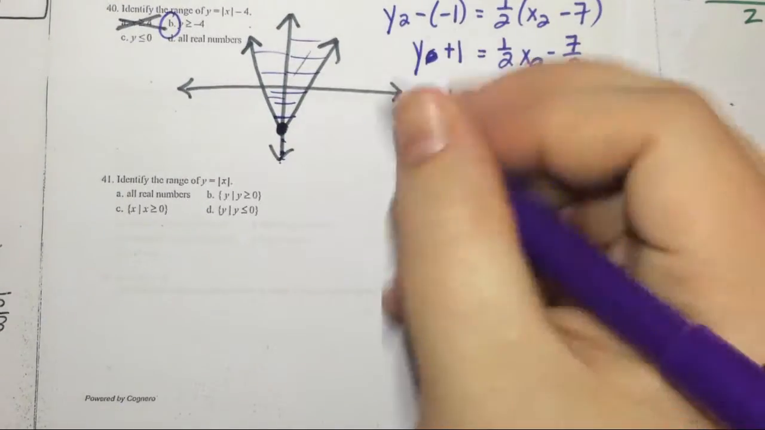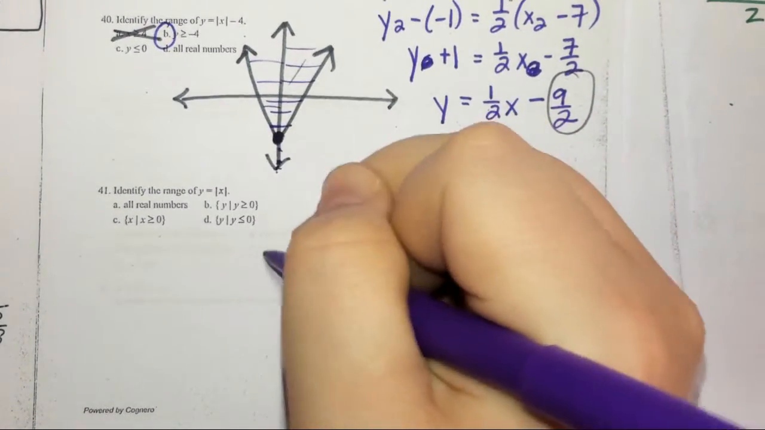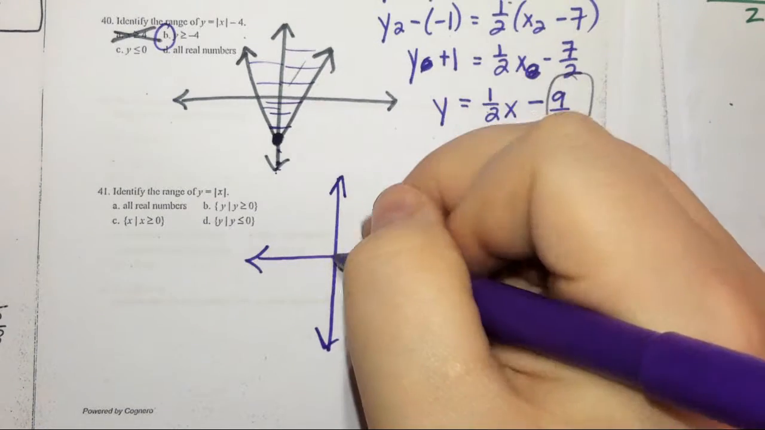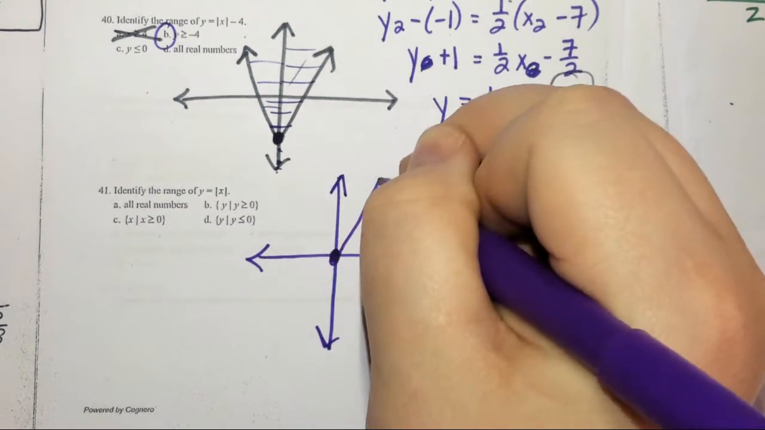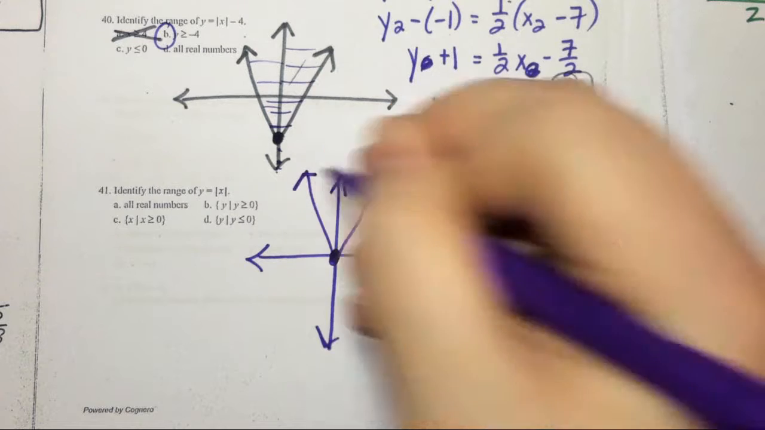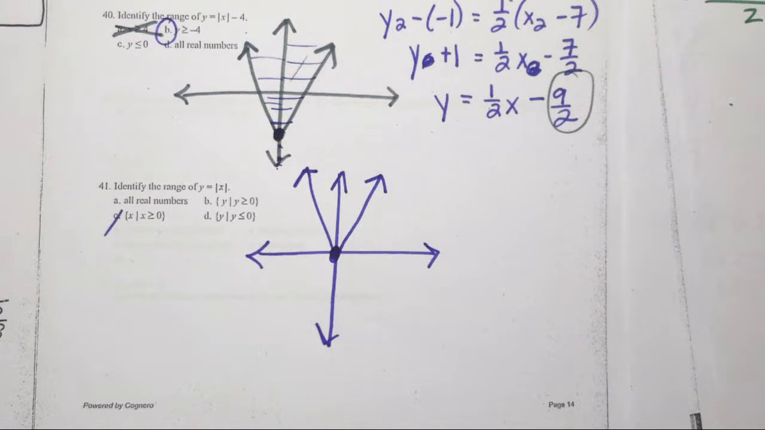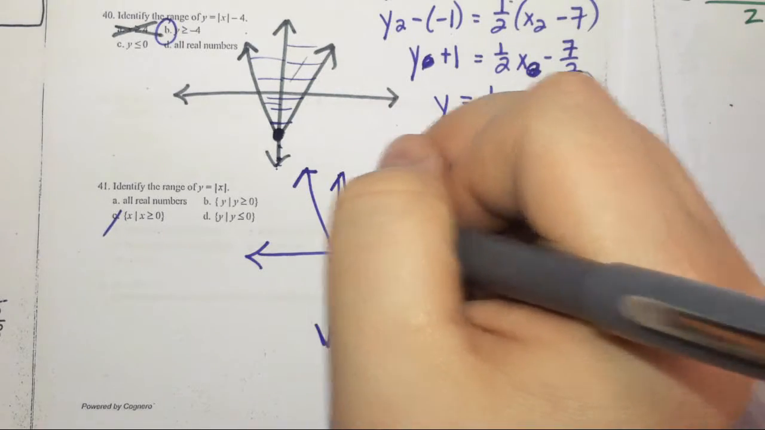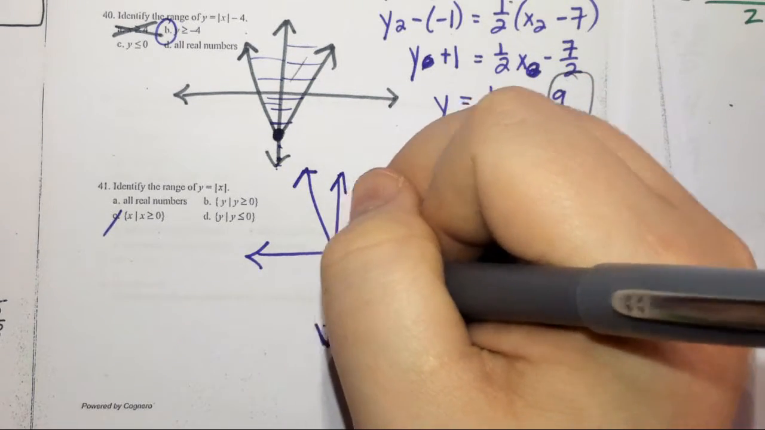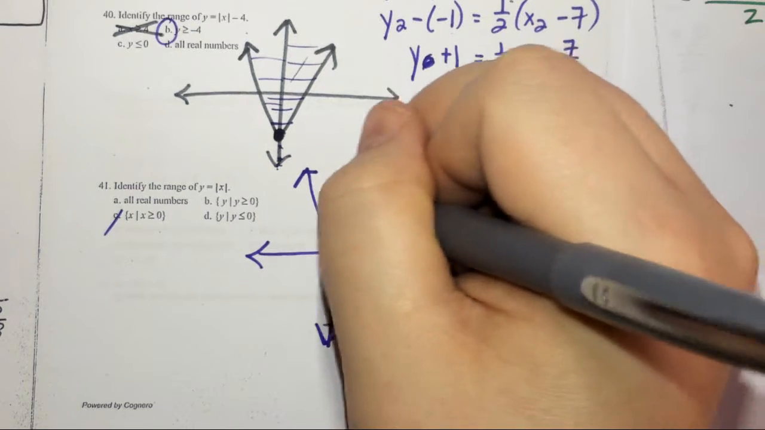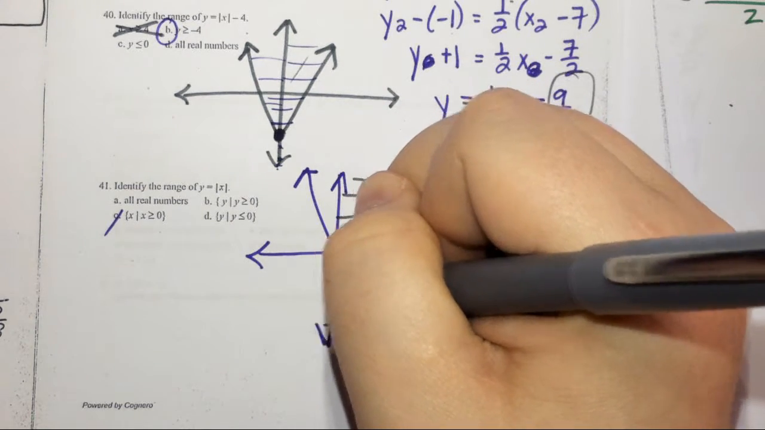So 41 should be super easy, because again, it's absolute value. Since I'm not moving left or right or up or down, I'm at the origin. So I know it's not C, because C would be domain, and they've asked range again. So is it A, B, or D? Is it A? Is it all real numbers? Can I always reach out and touch it? I don't think so, because there's some spots down here where I can't reach out and touch anything.